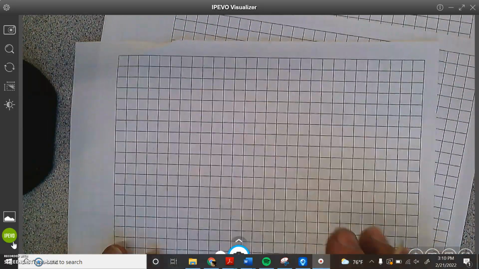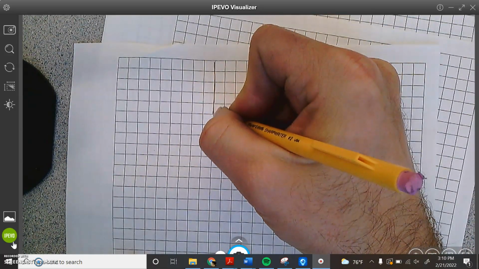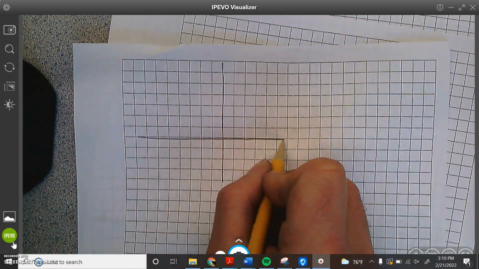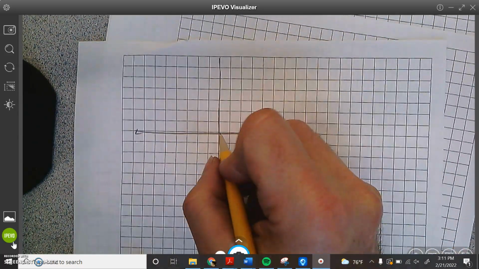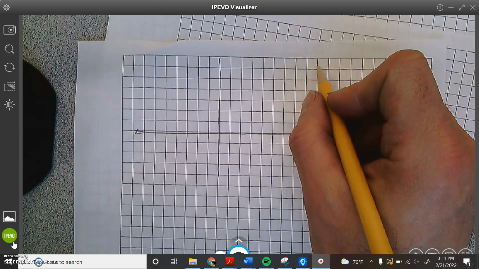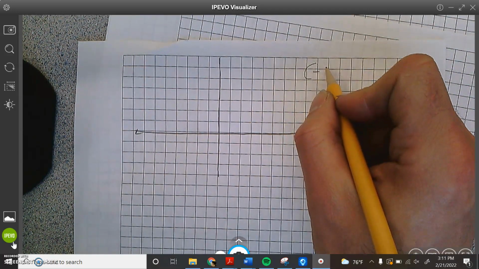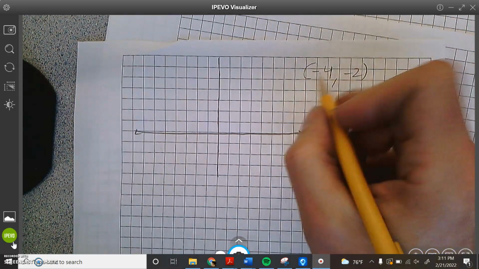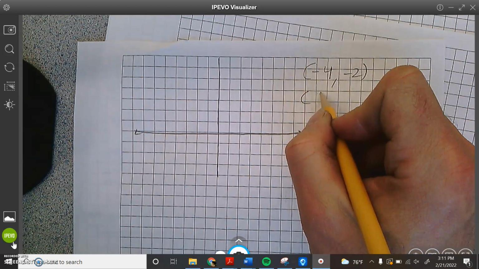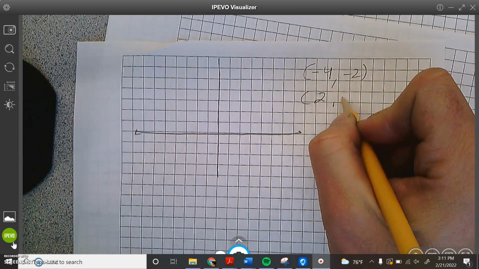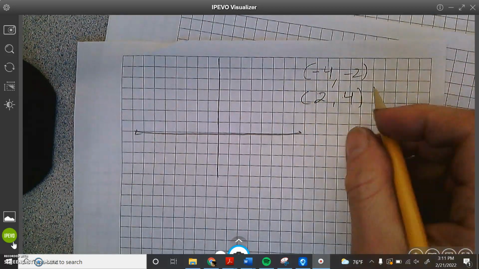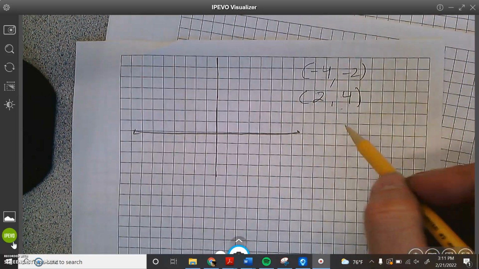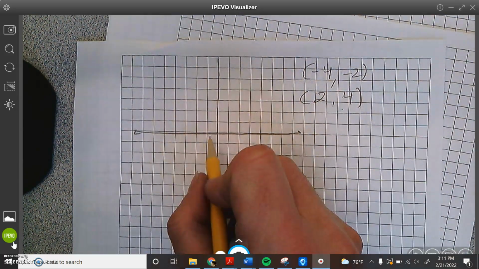I need a new coordinate plane. All right, let's go. Find the distance between (-4, -2) and (2, 4). Go ahead and see if you can do it on your own. What's the distance between those 2 points? Go!